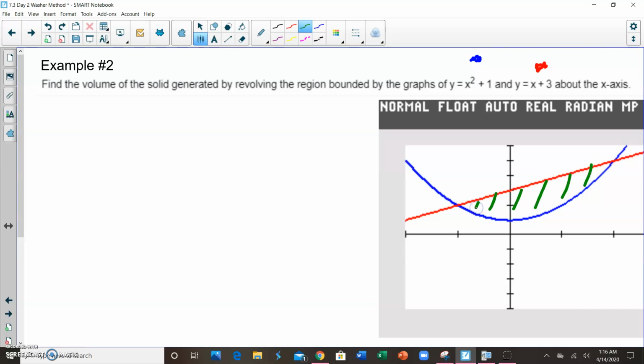We're going to revolve that around the x-axis. In Calc 2, you'll revolve that around sometimes the y-axis or something else, like x equals 7 or y equals 3, but we're not going to do that this year. You'll get to that next year. Something to look forward to. All right, so we're going to revolve this around the x-axis.